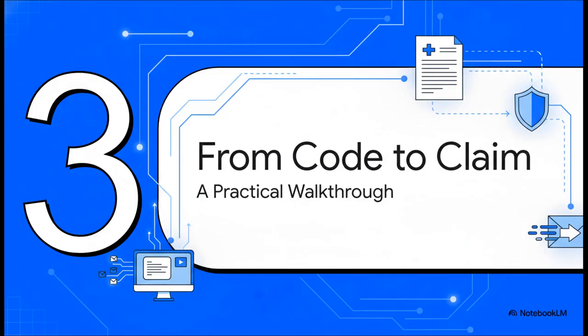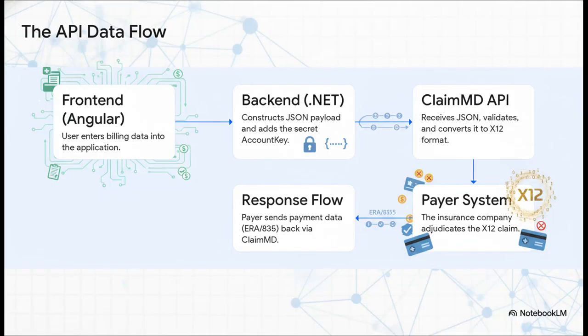Let's get practical. Let's actually walk through how we get a claim from our app all the way to the insurance company. So here's the entire journey. It starts on the front end, where our user enters the billing info. That data goes to your back end, which securely attaches your secret account key and builds the JSON. You fire that off to ClaimMD, which does its magic, validating, converting, and sends it to the payer. Then the response, whether it's a payment or a rejection, flows all the way back through that same channel.